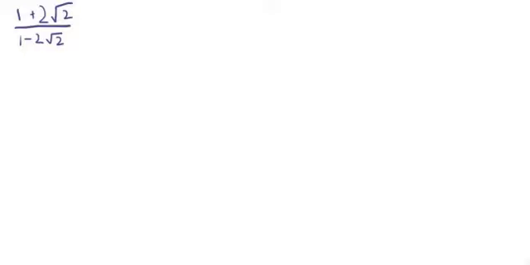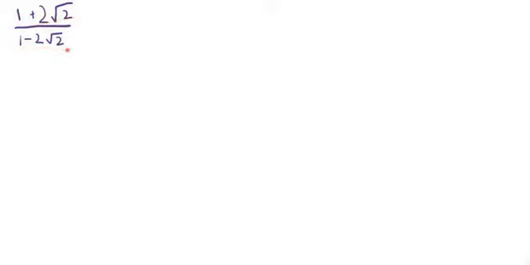So this is Rationalizing Denominators Part 2. If you haven't watched the first video, you should, because I explain everything in more detail there. So for this first question, we have 1 plus 2 root 2 over 1 minus 2 root 2.